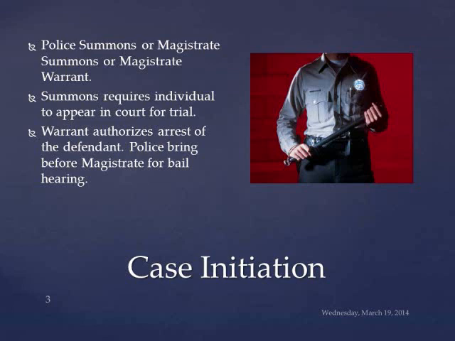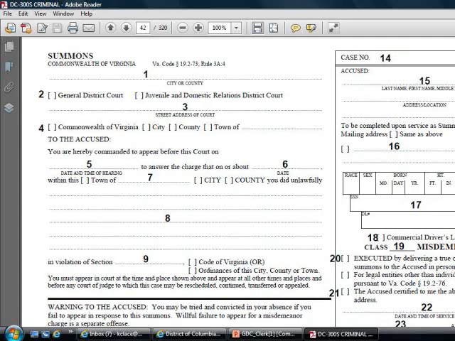Okay, we'll start off with case initiation. Any criminal or traffic case is going to be initiated either with a police summons, a magistrate summons, or a magistrate's warrant. A summons, whether issued by police or magistrate, requires an individual to appear in court for trial. A warrant, on the other hand, authorizes the police to arrest the individual and bring them before the magistrate for a bail hearing. And then when the defendant's released on bail, they have to appear for trial.